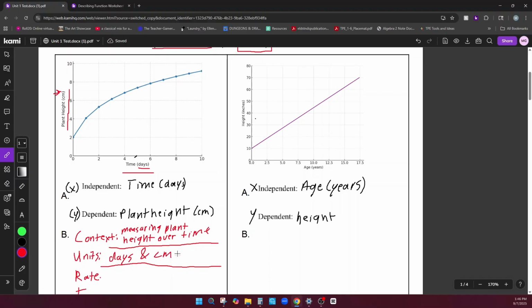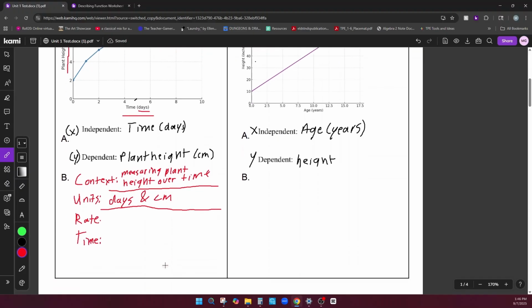Pulling that information just from my axis, days and centimeters. My rate, in this case, we're talking about our rate. What is going on? What's the graph look like?